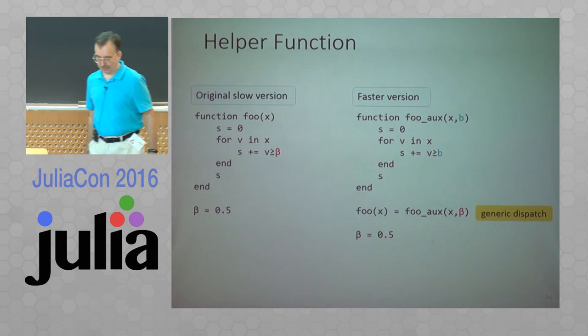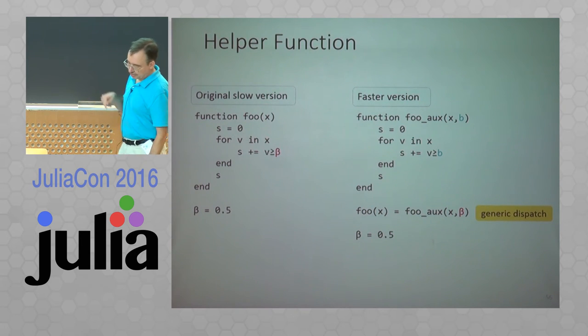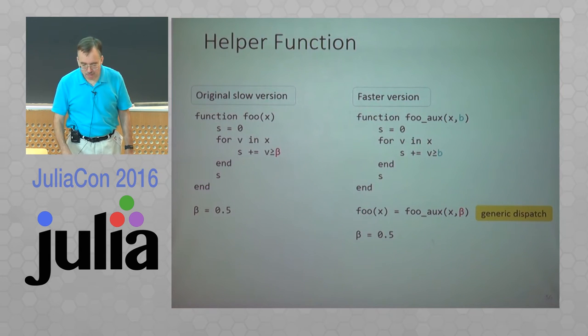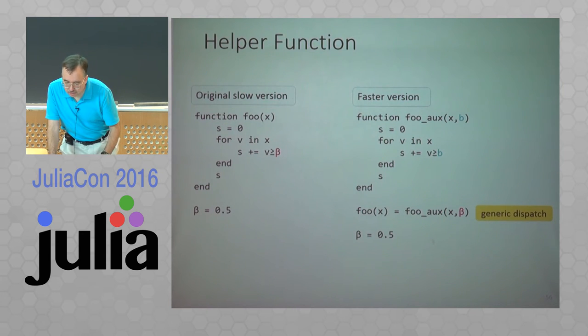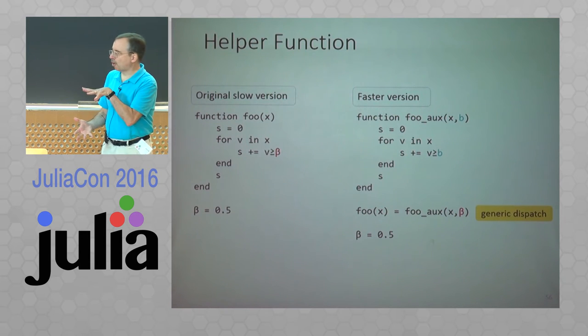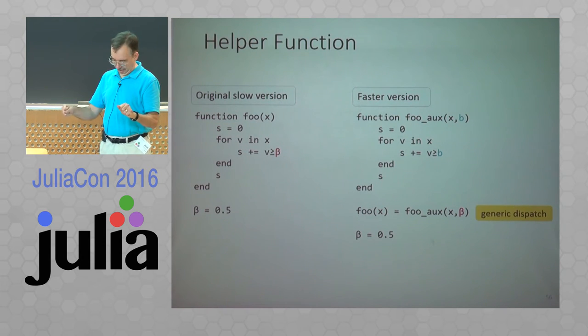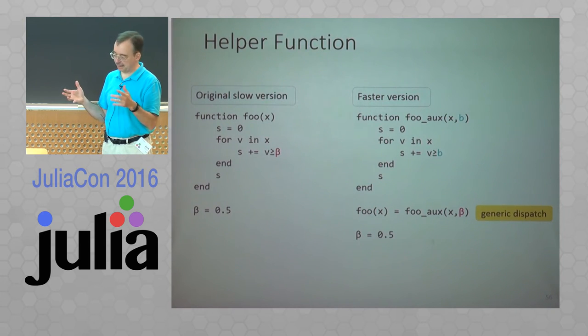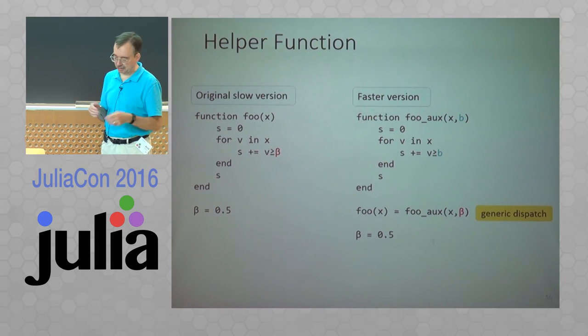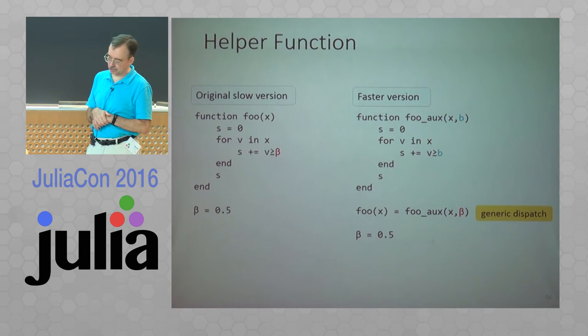The helper function hack. I have the slow version. What I do is I break my function into two parts. I load and the call chain. The first part is I load the global variable as a parameter, and then call the function that does the real work. In this case, on the right, the foo aux.